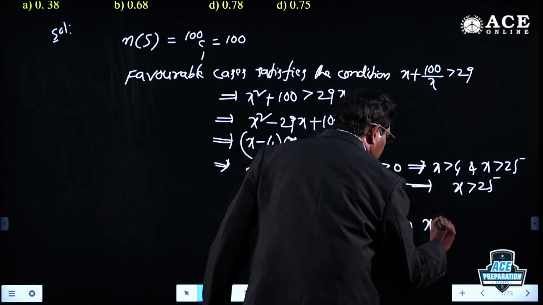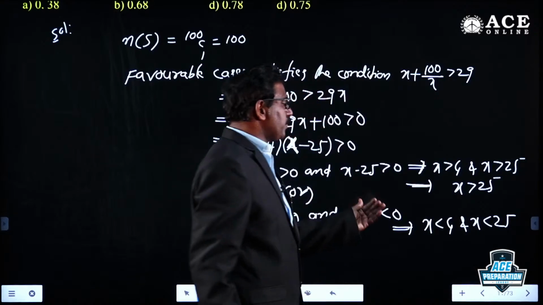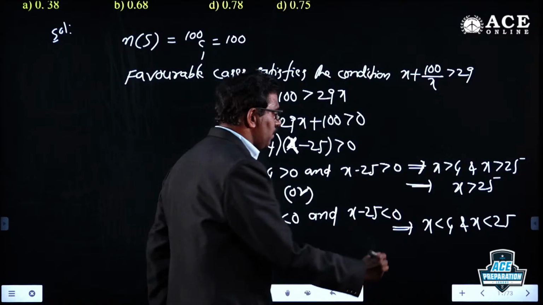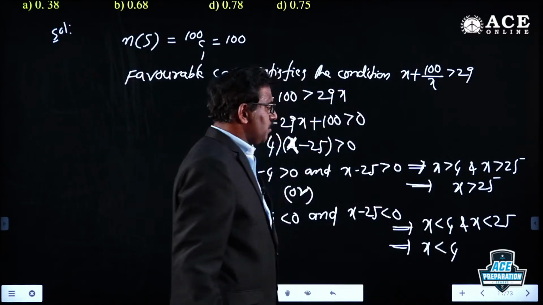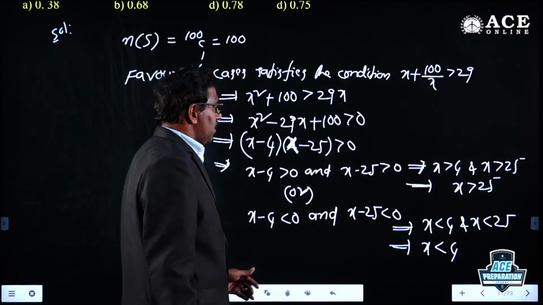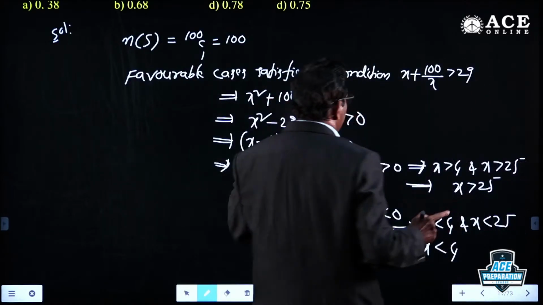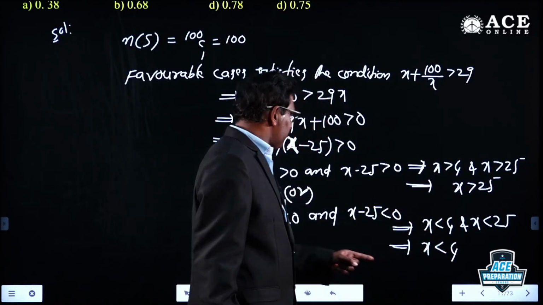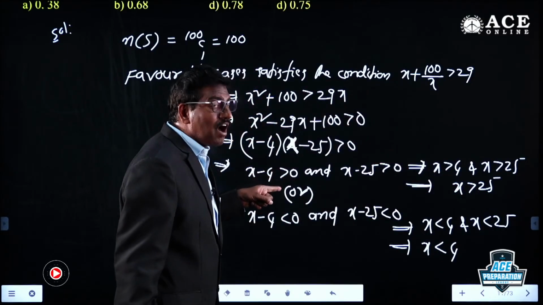X minus 4 less than 0 means x less than 4 and x less than 25. A number which is less than 4 and also less than 25 — what is the common number here? Among 100 integers, all possible values which are greater than 25 satisfy this condition.